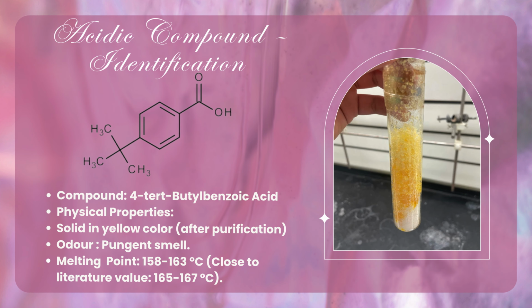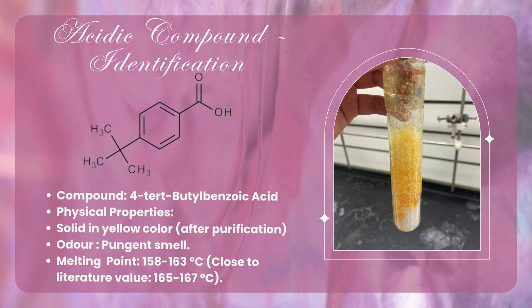Next, after separating the compounds, I first analyzed the acidic component based on the results and physical properties that I observed. So I identified this compound as 4-tert-butyl benzoic acid. It appeared as a yellow solid, which is typical for substituted aromatic carboxylic acids and upon closer inspection, the observed melting point was around 158 to 163 degrees Celsius, which closely matched the literature value of 165 to 167 degrees Celsius. So this gave me more confidence that the compound was indeed 4-tert-butyl benzoic acid.